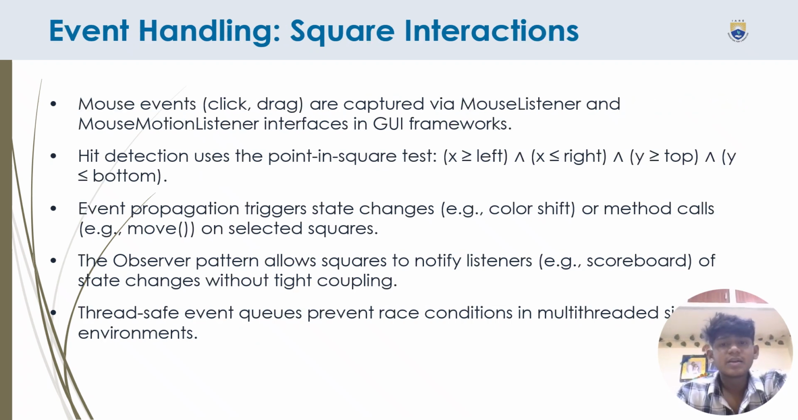Event handling and square interactions. Mouse events, click and drag, are captured via MouseListener and MouseMotionListener interfaces in GUI frameworks. The observer pattern allows squares to notify listeners, for example a scoreboard, of state changes without tight coupling.